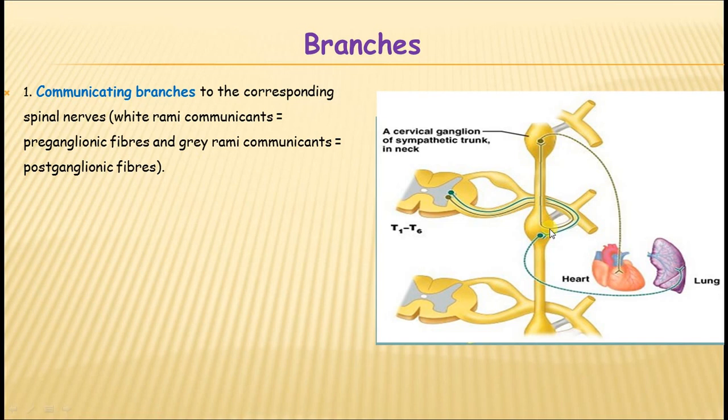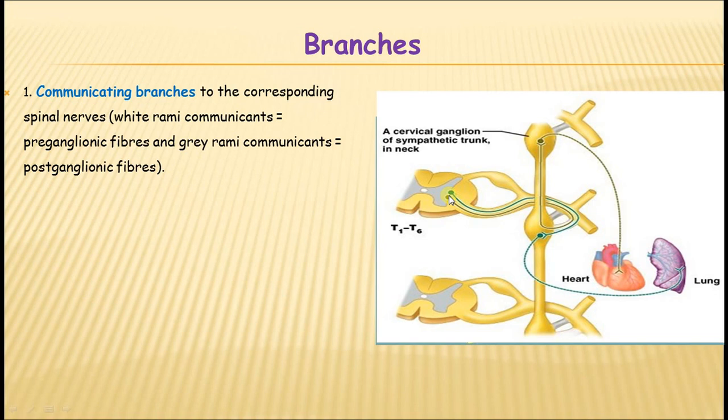So the white rami communicantes carry preganglionic fibers. The preganglionic fibers arise from the lateral horn cells of the spinal cord. The gray matter of the spinal cord has a posterior horn and an anterior horn. But in the thoracic segments of the spinal cord, you have one more lateral extension, which is called the lateral horn cells of the spinal cord. So from there, the preganglionic fibers arise and pass through the white rami communicantes.